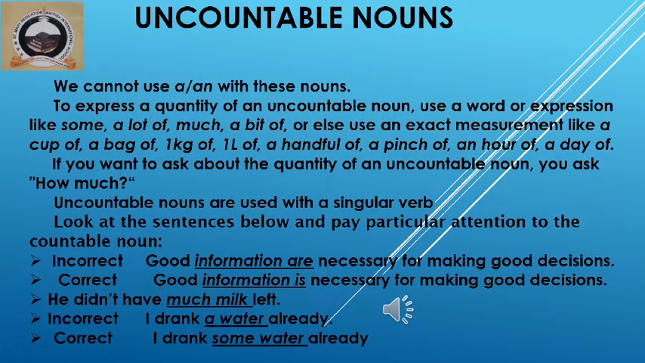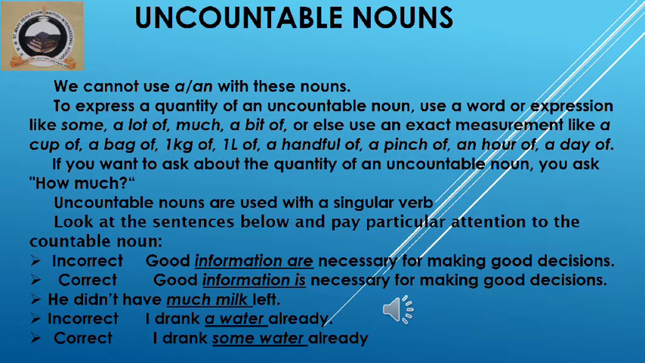Now, like we say in countable nouns, we use articles like a, an, and the. But in uncountable nouns, we cannot use a or an. We cannot use articles a or an with uncountable nouns.